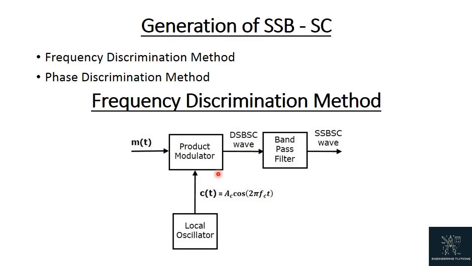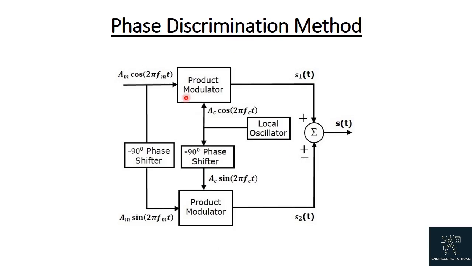Frequency discrimination method. In this method, first we will generate DSB-SC wave with the help of the product modulator. Then apply this DSB-SC wave as an input of band pass filter. The band pass filter produces an output which is SSB-SC wave. Select the frequency range of band pass filter as the spectrum of the desired SSB-SC wave. This means the band pass filter can be tuned to either upper sideband or lower sideband frequency to get the respective SSB-SC wave having upper sideband or lower sideband. Now phase discrimination method.